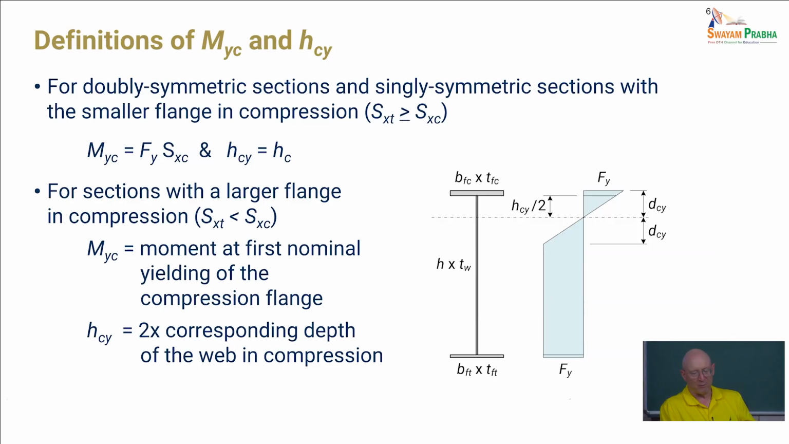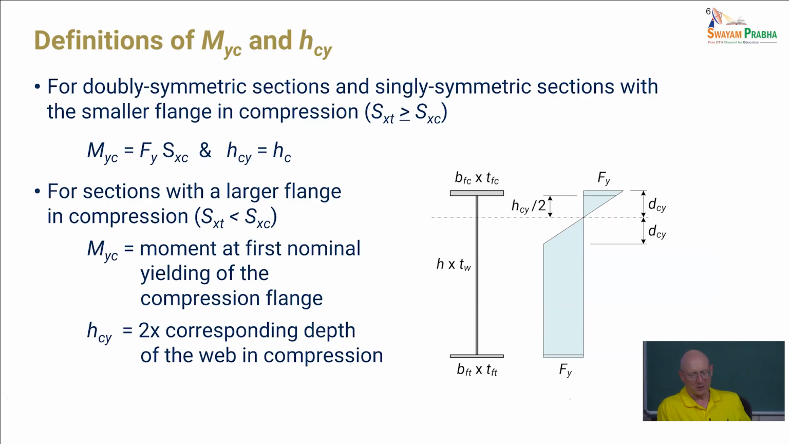So with these sorts of sections, if it's singly symmetric, the tension flange has a smaller stress when we're reaching the yield moment, and the compression flange has a calculated stress that's just reaching FY. If it's a section with a larger flange in compression, then we've implemented a mechanistic calculation of the yield moment when the compression flange first nominally yields.